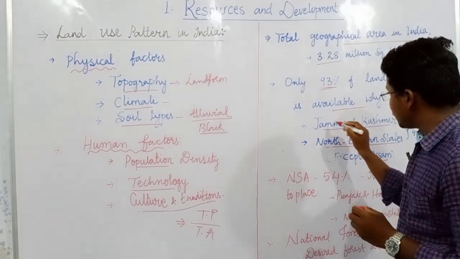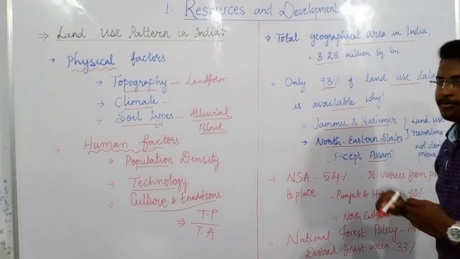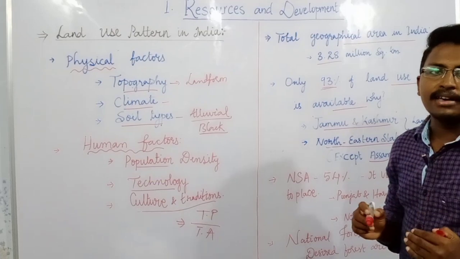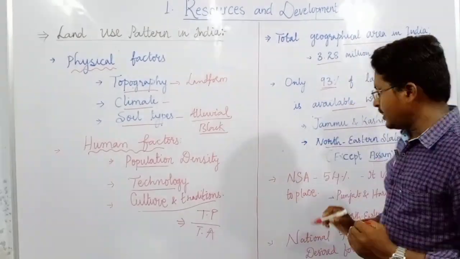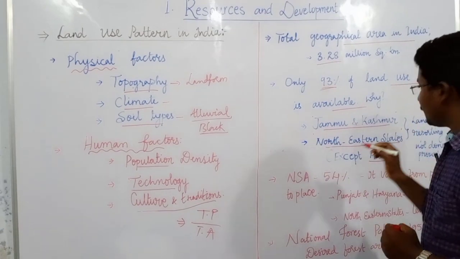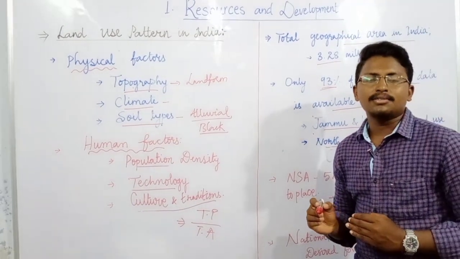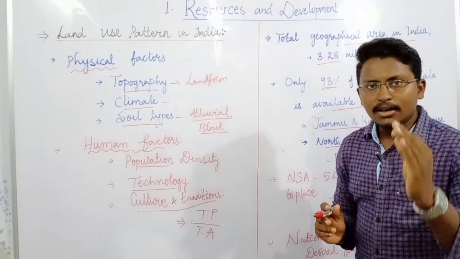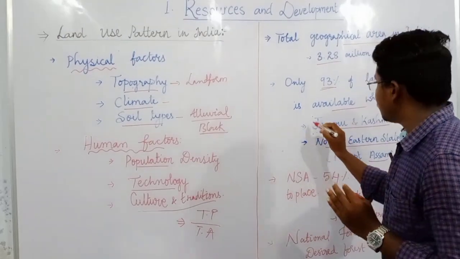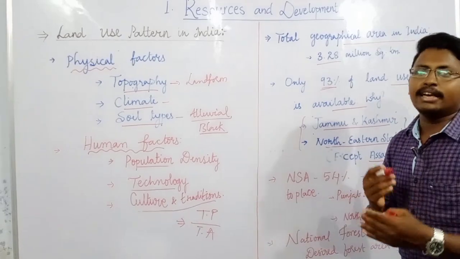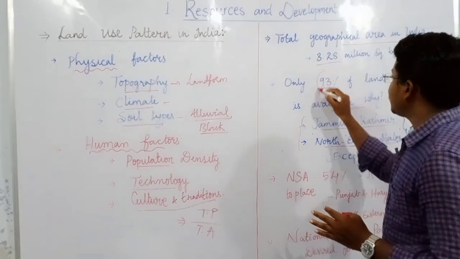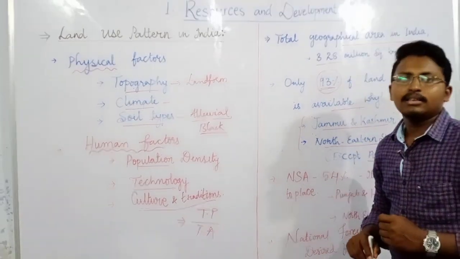Because some of these areas, for example Jammu and Kashmir, have been occupied by Pakistan. Some of the regions are occupied by China. In a similar way, in the northeastern states the surveying has not been done properly. Because of these reasons, the land use report is not available for the entire country. We have only 93% of the land usage pattern available.